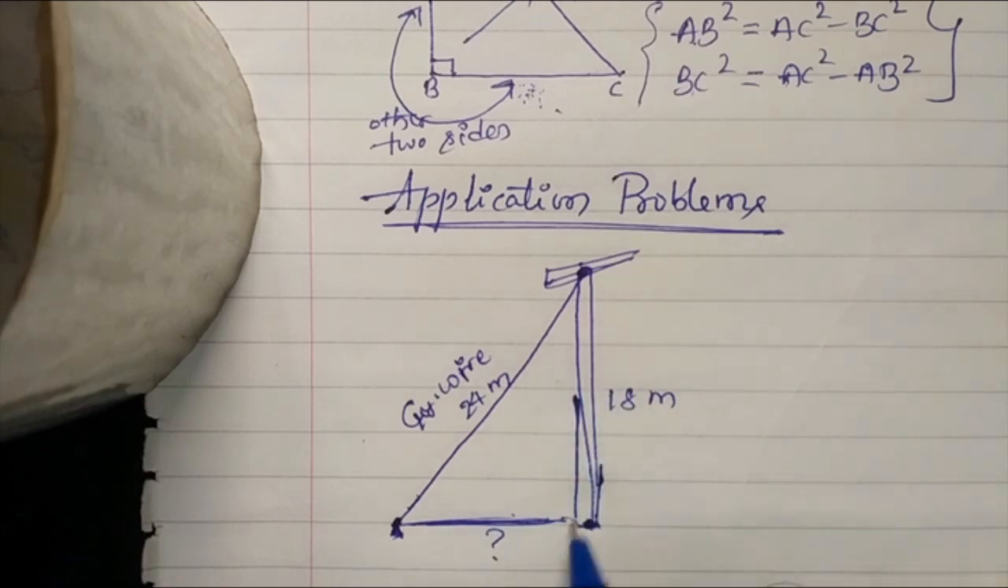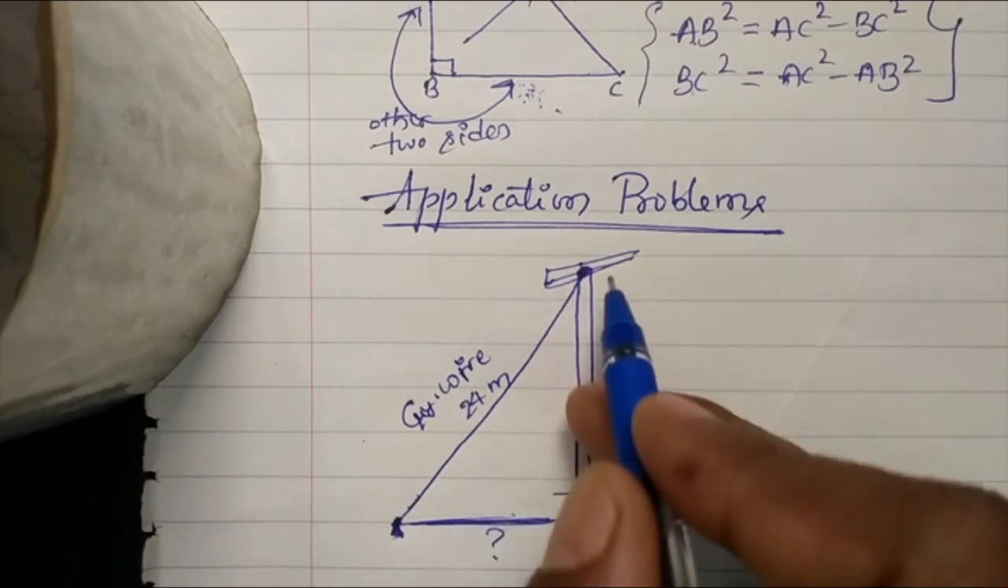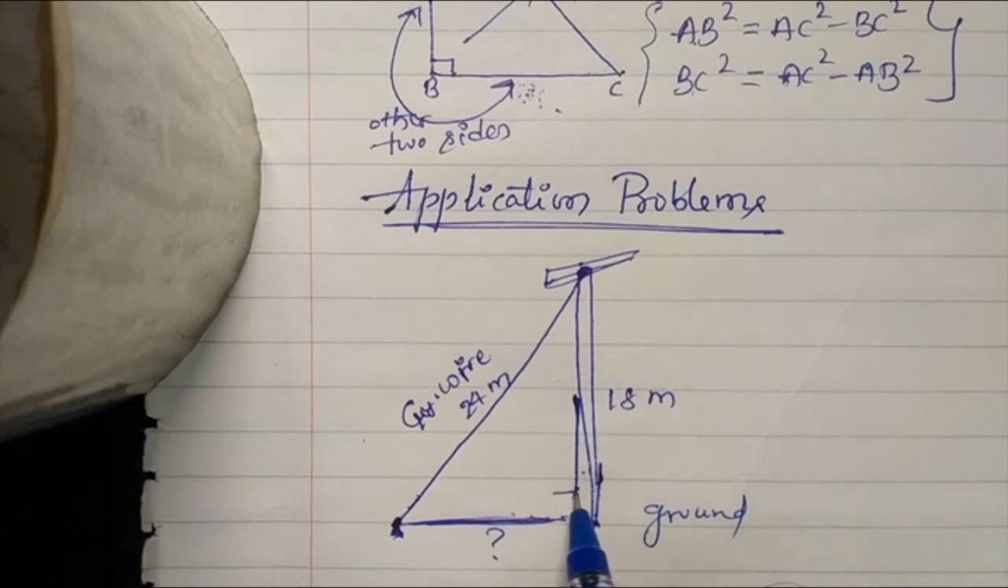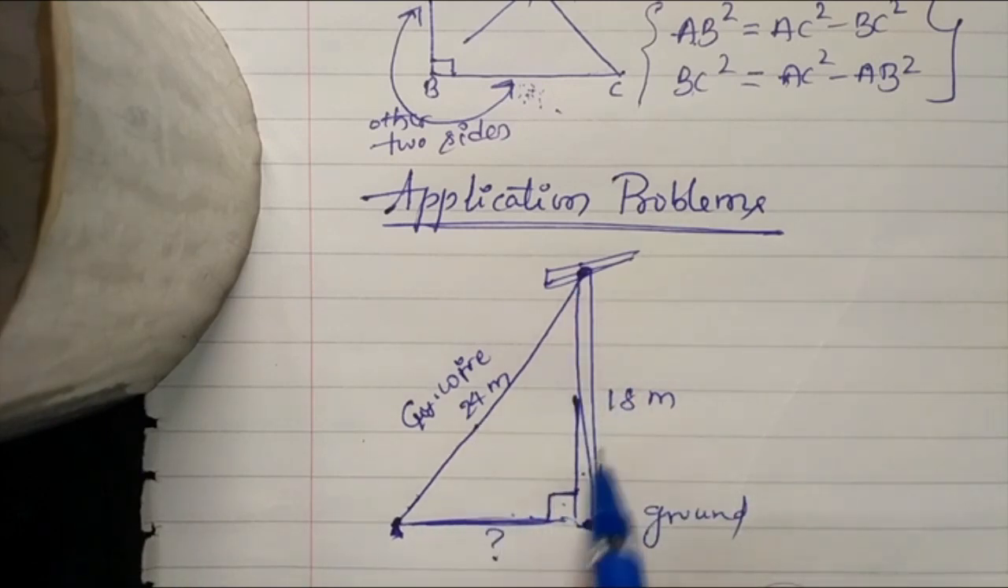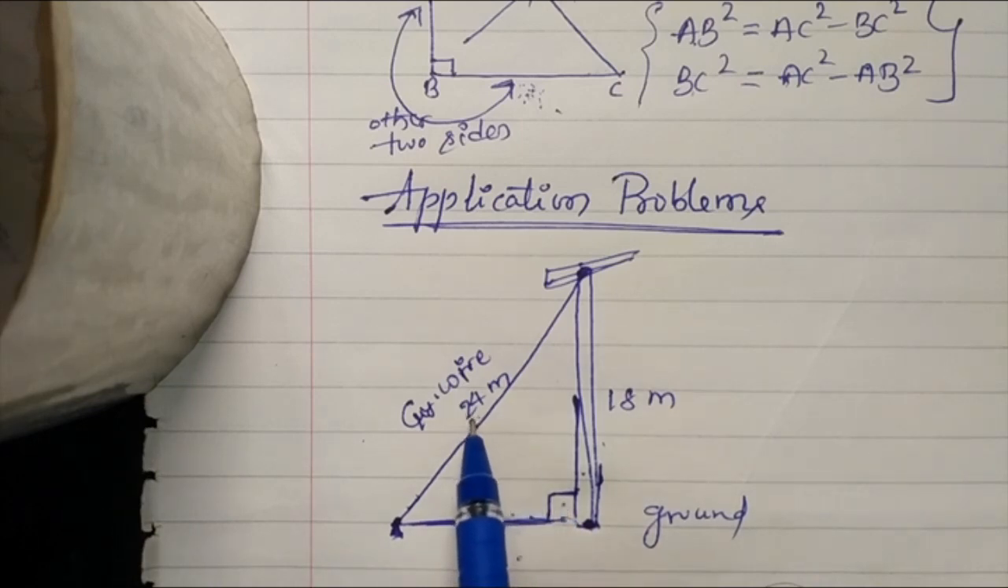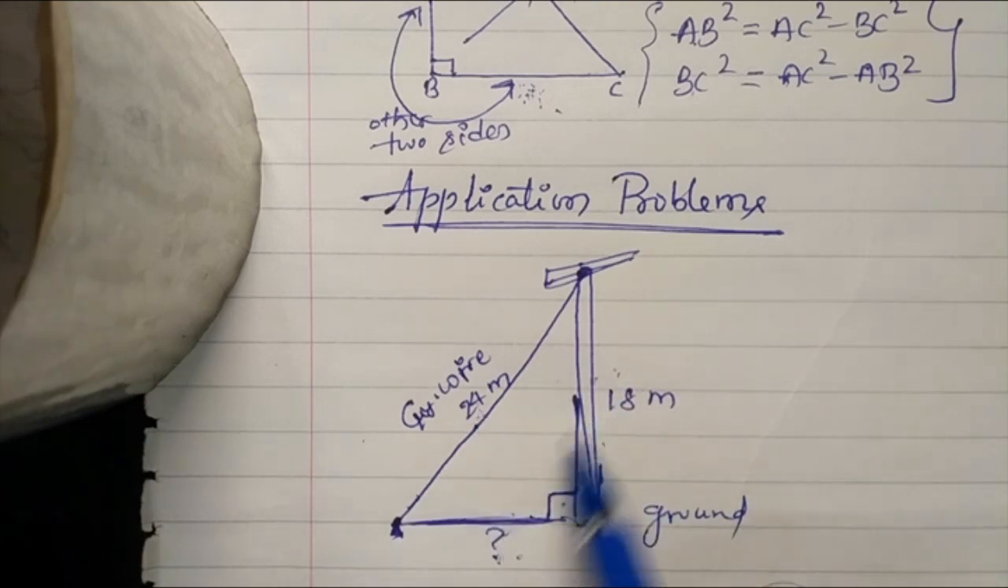So finally it becomes a right angle triangle, right? Usually the pole is perpendicular to the ground. This is ground level, so the pole and the ground make 90 degrees to each other. Opposite to the 90 degree is the guy wire. The guy wire becomes the hypotenuse and these become the other two sides, as shown in the diagram. When it is 90 degree, the opposite side is the hypotenuse, and these two become the other two sides.